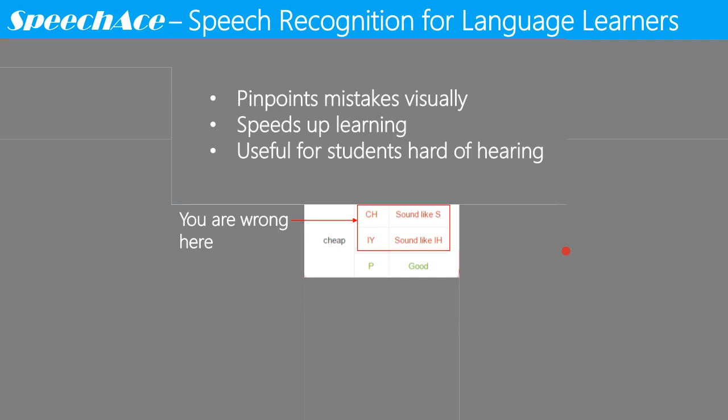And lastly, if there are students who are hard of hearing, for them it's just completely impossible to try and listen to their mistakes. So if there is a system like this which shows them their mistakes, it is very beneficial to them. In fact, in our academic testing settings, we have run across students who have hearing problems, and they have found the system to be very useful.